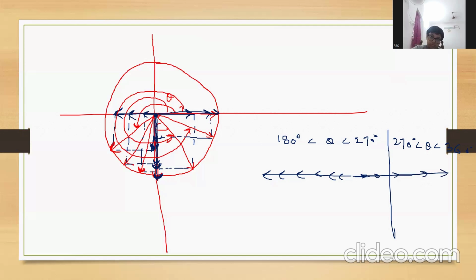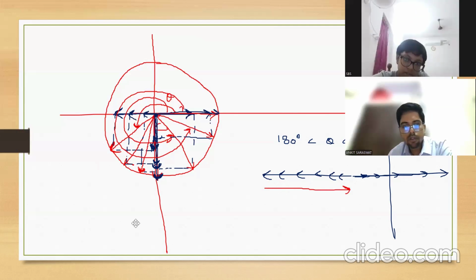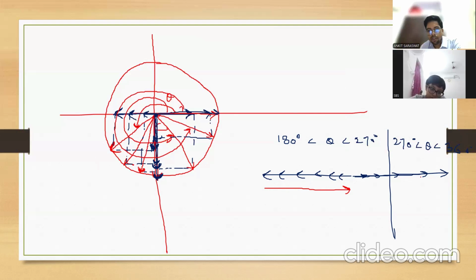Clear? Yes, sir. I'm writing the direction of projection. See the direction of projection, how the projection is moving. Here, when theta is more than 180 and less than 270, the length is going to decrease. So I'm drawing the direction, okay? In this direction, length is going to decrease. Clear? Understood? Okay. When theta is more than 270 and less than 360, this is the direction in which the projection length is going to increase. Initially the length is this, then the length is going to increase.